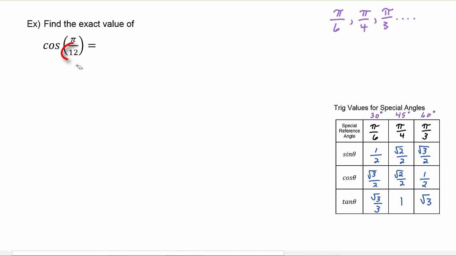And if we give all of these a denominator of 12, we know pi over 6 would be 2 pi over 12. Pi over 4 would be 3 pi over 12. Now, if we were to subtract 3 pi over 12 minus 2 pi over 12, we would get 1 pi over 12. So we can write the cosine of pi over 12 as equaling the cosine of pi over 4 minus pi over 6. Because remember, this was 3 pi over 12 minus 2 pi over 12 is 1 pi over 12.